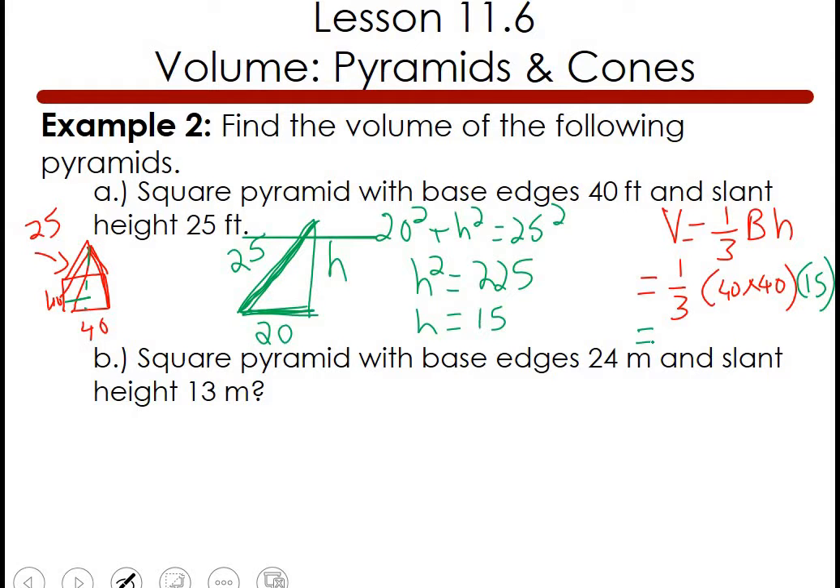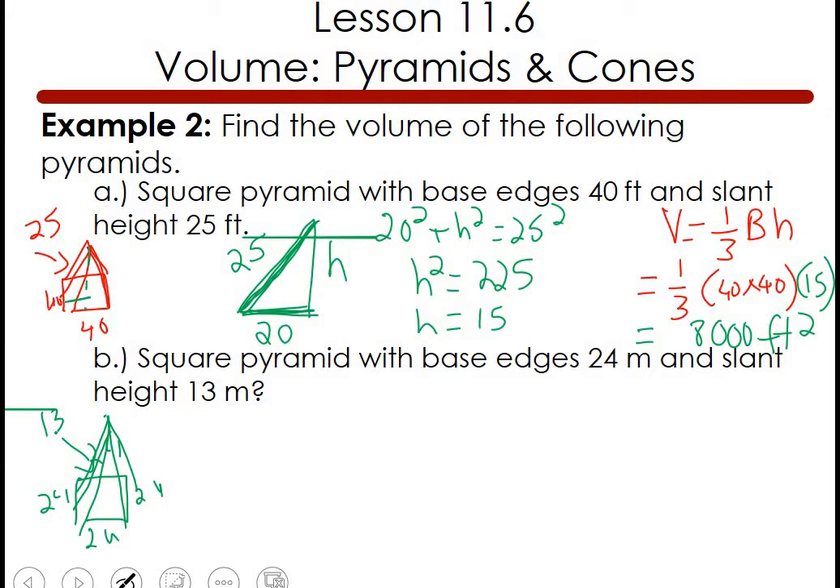So when you multiply all this out, you should get 8,000 feet cubed. All right, let's try B because it is very similar. Same thing in B. You have a square pyramid with edges of 24, 24, 24, 24. And again, this time you are given the slant height, which is 13. It did not give you the height, it gave you the slant height.